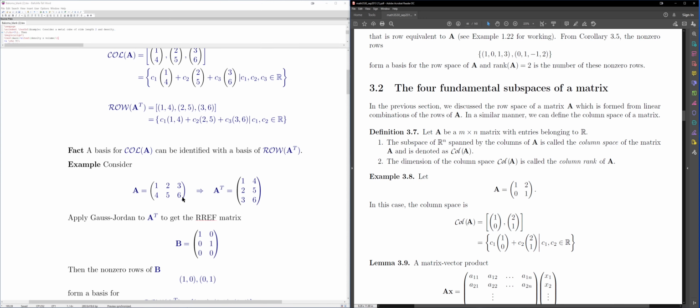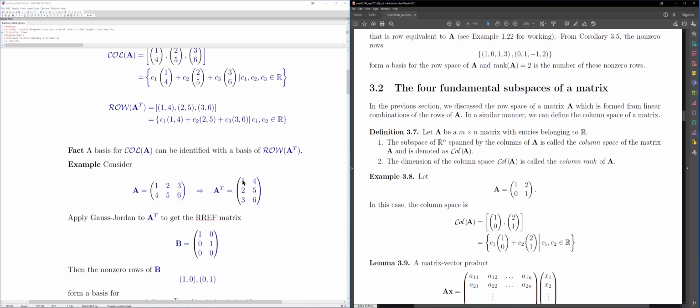I have this matrix A over here, and I want to get a basis for the column space of it. So the first thing you're going to do is form A transpose. A transpose is, well, you exchange the rows for the columns, so this is A transpose over here. And now what I want is a basis for the row space of A transpose. But how do you get a basis for a row space? We know how to do that.